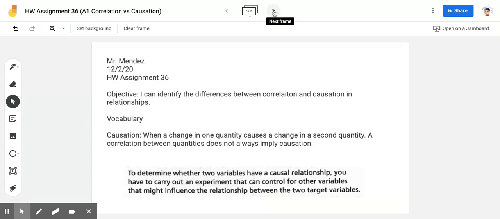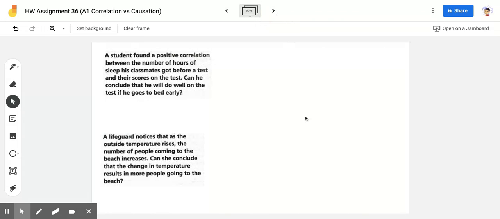So let's see really the two examples that we're going to see. And then there is another video I do want you to watch that maybe explains correlation and causation a little bit better, but I'll send you there afterwards. So let's see the two relationships here. A student found a positive correlation between the number of hours his classmates sleep before a test and their scores on the test. So he basically found that as his classmates got more sleep, they did well in the test. Can he conclude that he will do well on the test if he goes to bed early?